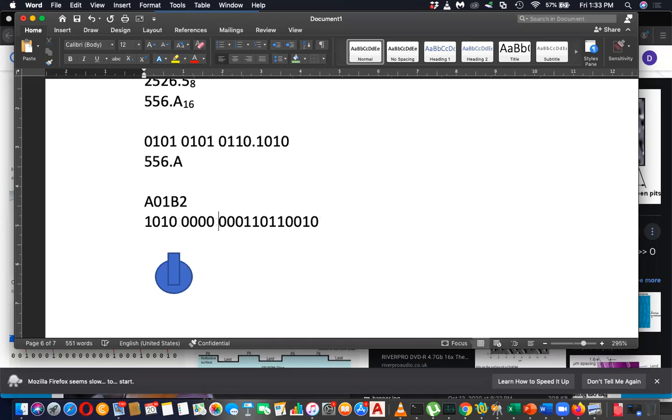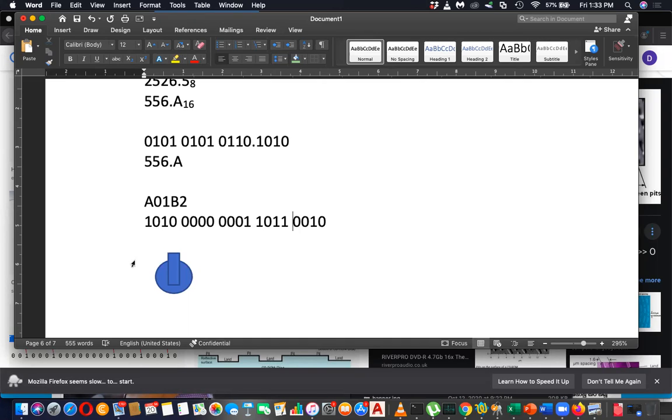Because of that easy conversion, computers are using hexadecimal and binaries. Octal is an intermediate version and is not much used. That's why octal is not given in your syllabus. So basically, computers use binaries and hexa. Understood?